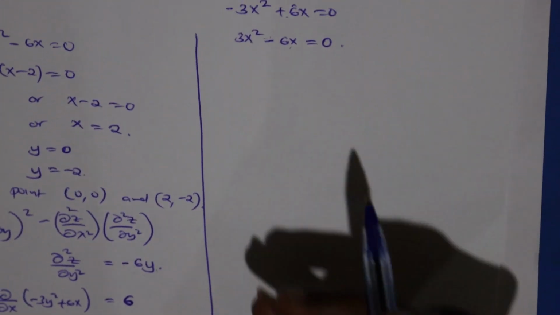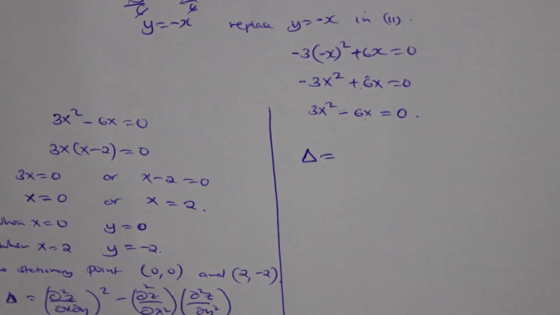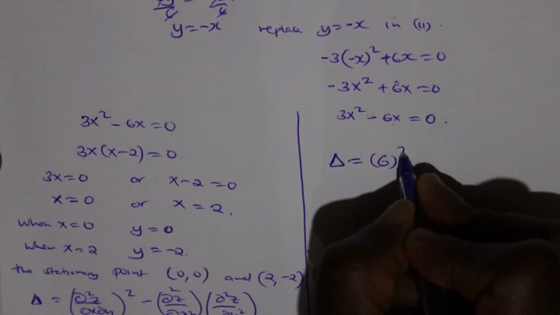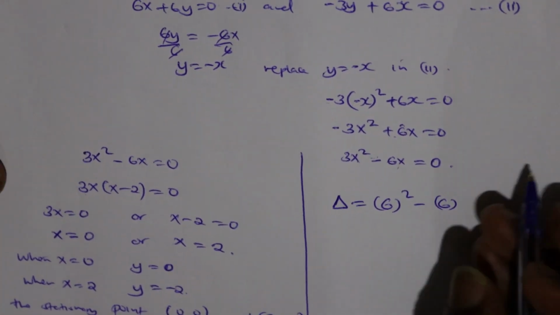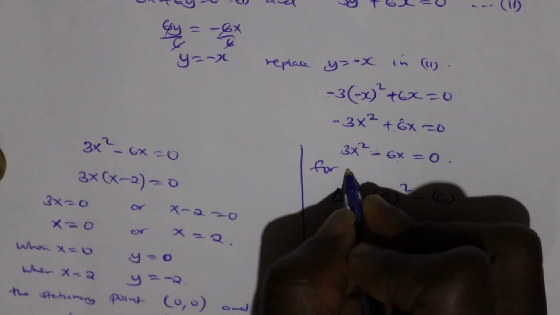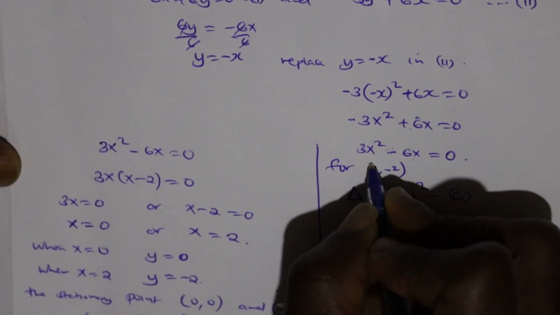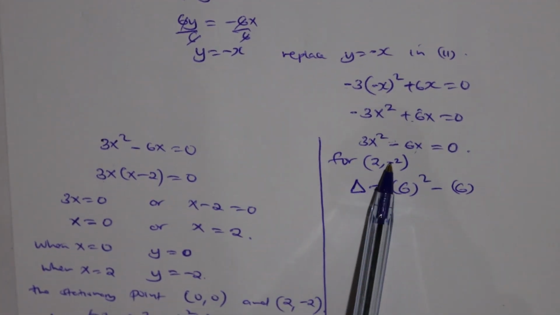Now let's check for the second point. So we shall have the change again. Our value is still 6 squared, and our value of x is still 6. Now let's come for the point 2, negative 2. Let me just rewrite it here. Sorry for the mix up. So we have 2, negative 2 here.